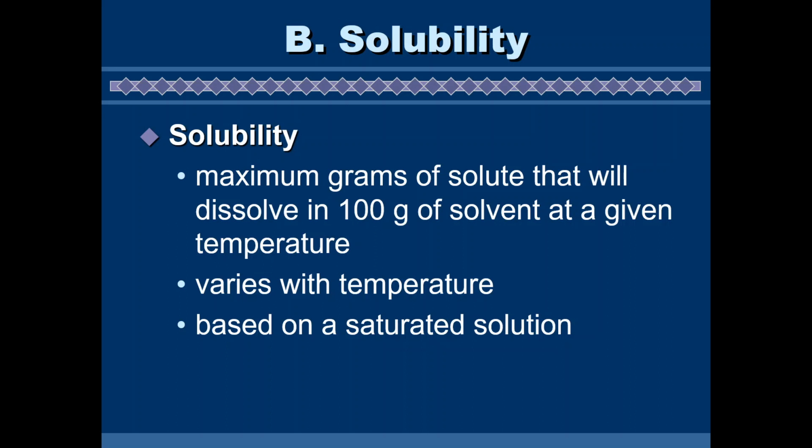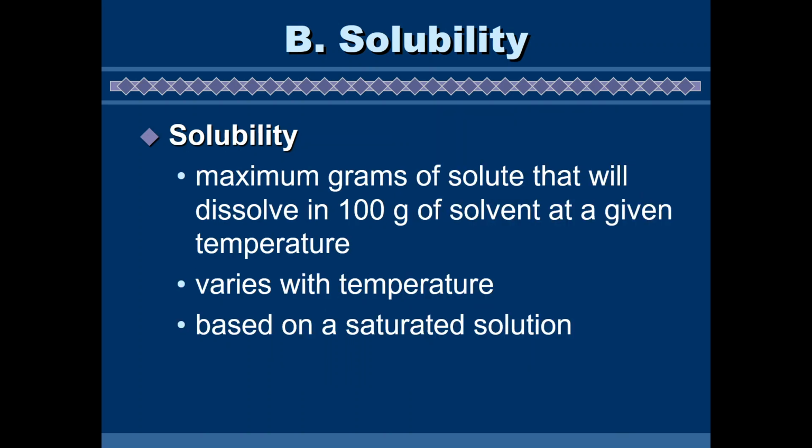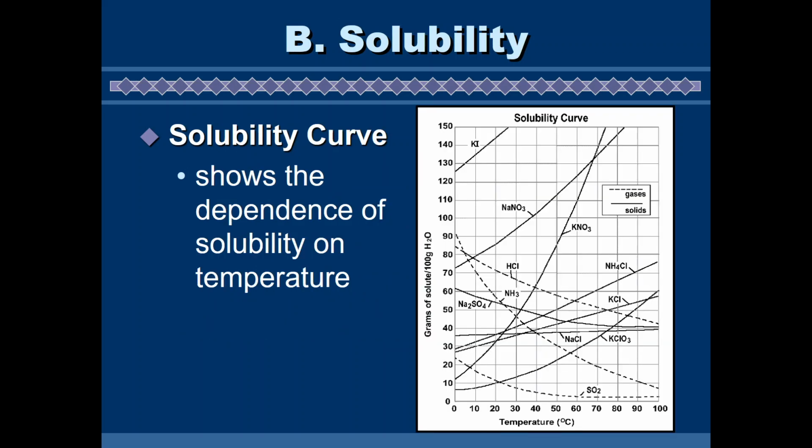So solubility basically tells you how much you can dissolve for every 100 grams of solvent, or for every 100 milliliters of water, or 100 grams of water. And we'll assume we'll only be working with water. The two major solvents are alcohol, meaning ethanol, and water. But we'll be sticking with water. So this is what we're mostly going to be doing, looking at curves like this. It shows the dependence of solubility on temperature.